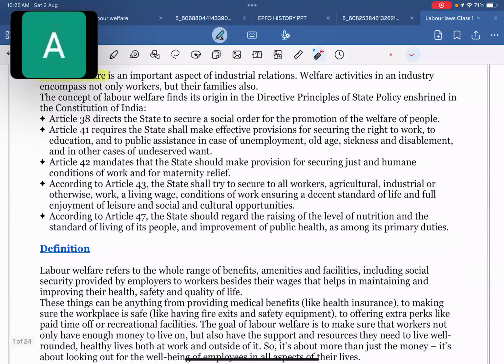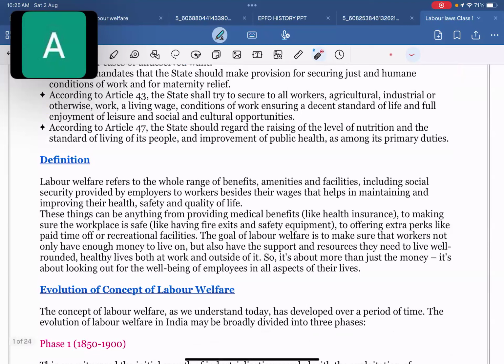Fine. Now we are moving toward the definition. Labor welfare refers to the whole range of benefits, amenities, and facilities, including social security, provided by employers to workers besides their wages, that help in maintaining and improving their health, safety, and quality of life. So this is the definition. Actually, they are not asking for the definition in the examination, because the exam is prelims and objective type questions will be asked.